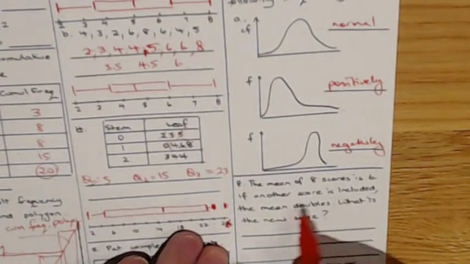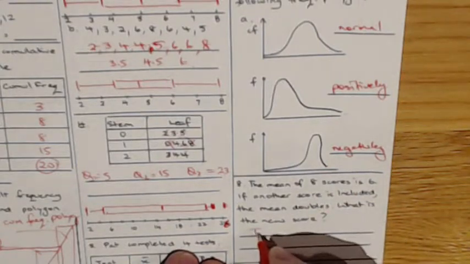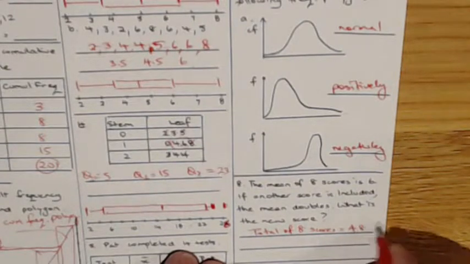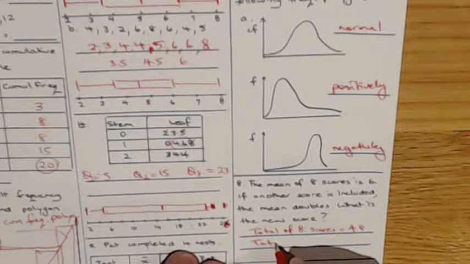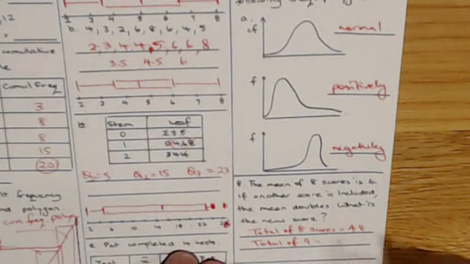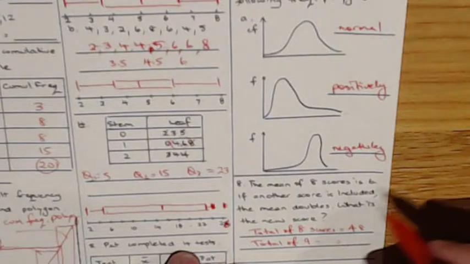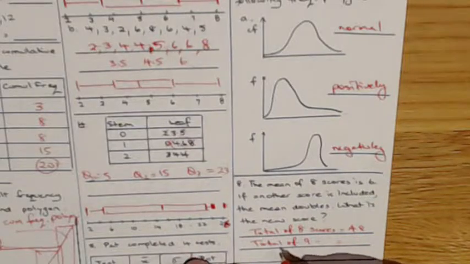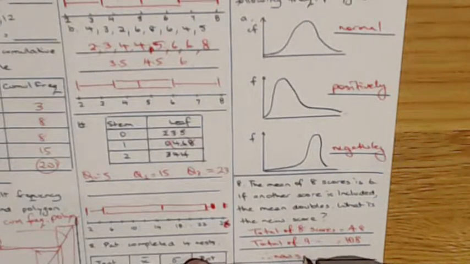The mean of 8 scores is 6. If another score is included, the mean doubles. What's the new score? So the total of those 8 scores is actually 8 times 6, which is 48. If another score is included, the mean doubles. So the total of the 9 scores, if the old mean was 6 and the new mean has doubled, that means 6 times 2 is 12, and so the mean of these 9 scores is 12, which means the total is 9 12s, 108. Therefore, the new score must have been 60.